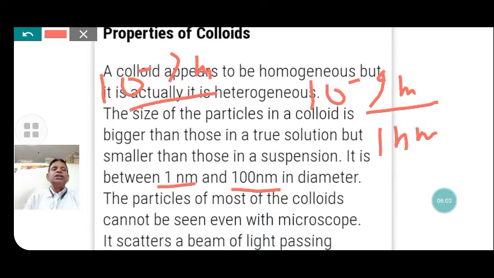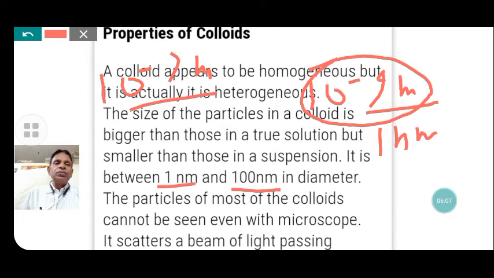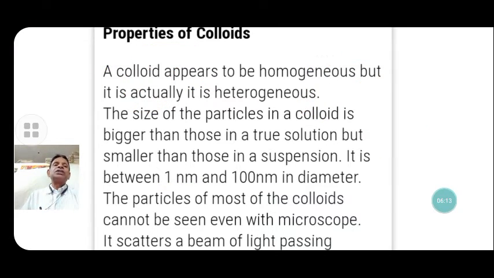So we can say the size of particles lies between 10 to the power minus 9 meter and 10 to the power minus 7 meter. That is, the size of particles of a colloid lies between 1 nanometer and 100 nanometer in diameter.